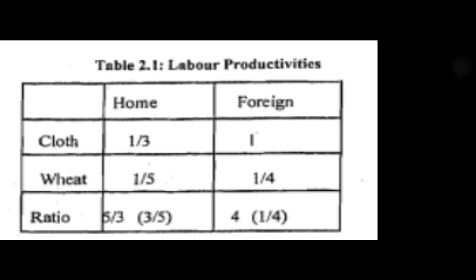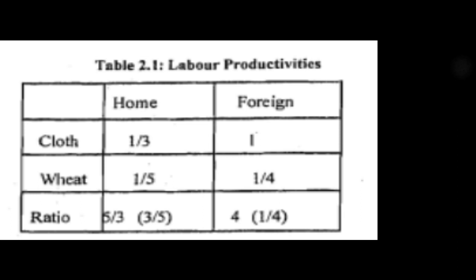In the home country, 3/5 of a unit of wheat is exchanged for 1 unit of cloth, and in the foreign country, a quarter of a unit of wheat will exchange for 1 unit of cloth. Since 3/5 is more than a quarter, cloth is more expensive in terms of wheat in the home country than in the foreign country. Thus, the foreign country has comparative advantage in cloth production.